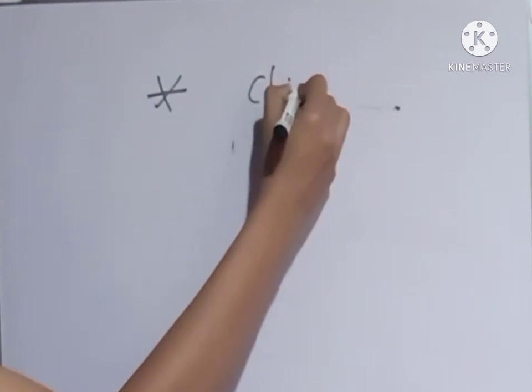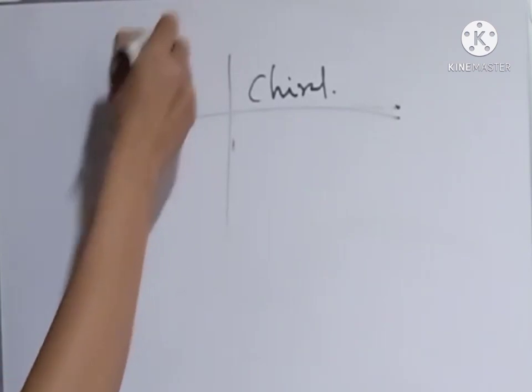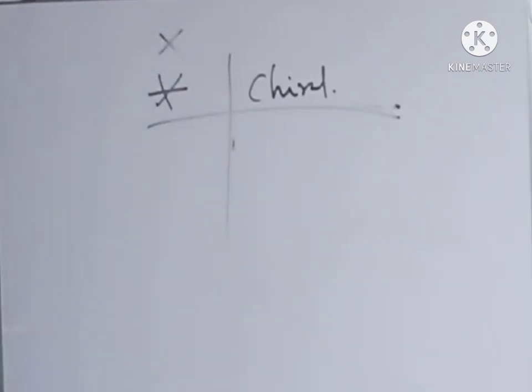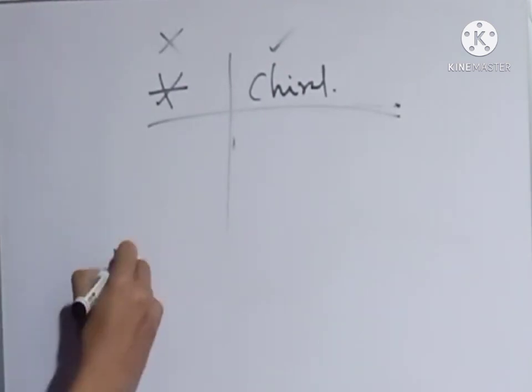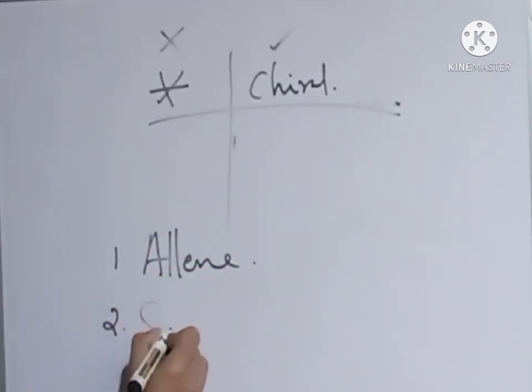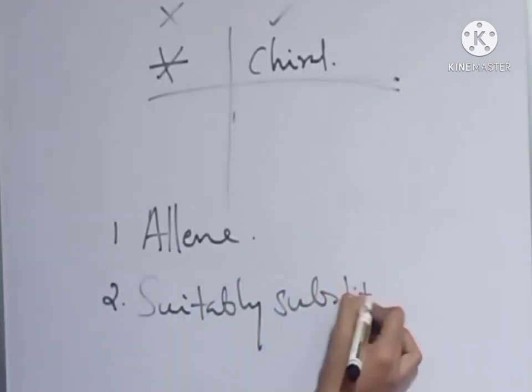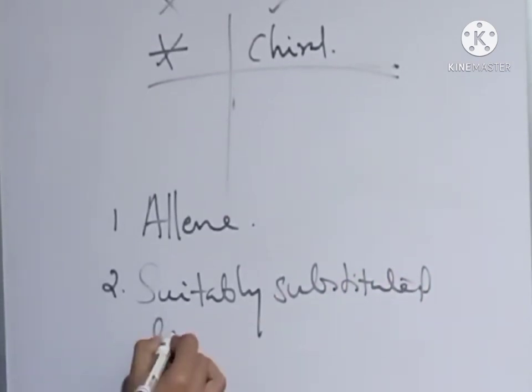Okay, we learned all the factors about chirality, but there is an interesting thing: there are some molecules which do not possess any stereogenic centers, but they act as chiral. Some examples are, one is allene, and the next one is suitably substituted biphenyl system.